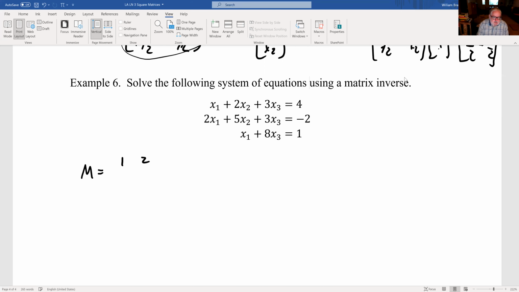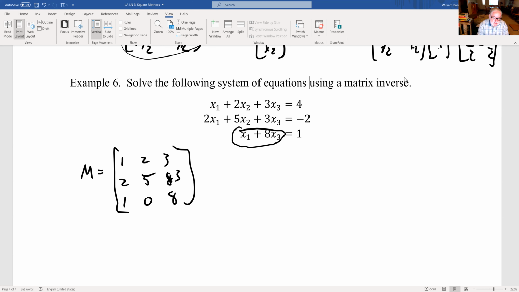M is 1, 2, 3, 2, 5, 8, 1, 0, 3, 8. That's our matrix. Note that there's a 0 x2 in here, right? So in the matrix, we need to put in a 0 in the right place, even though there isn't a term for it in the system of equations. And we actually know that M inverse is what we calculated above. That's minus 40, 16, 9, 13, minus 5, 3, minus 3, and 5, minus 2, minus 1 is the bottom row.